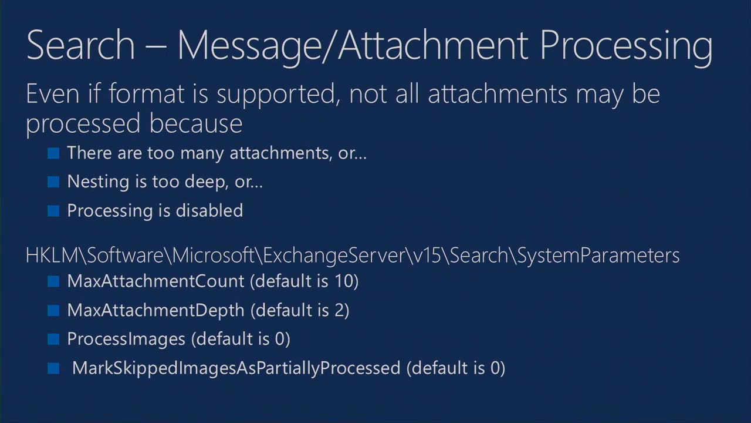For processing, if processing images is set to 0, it's on. That's the default, but you can disable it and turn it off. And then mark skipped images as partially processed. That default is also 0 as well. You can go and manipulate that if you want partially indexed items to go back and get re-indexed completely as well. So you've got control over a lot of this stuff.